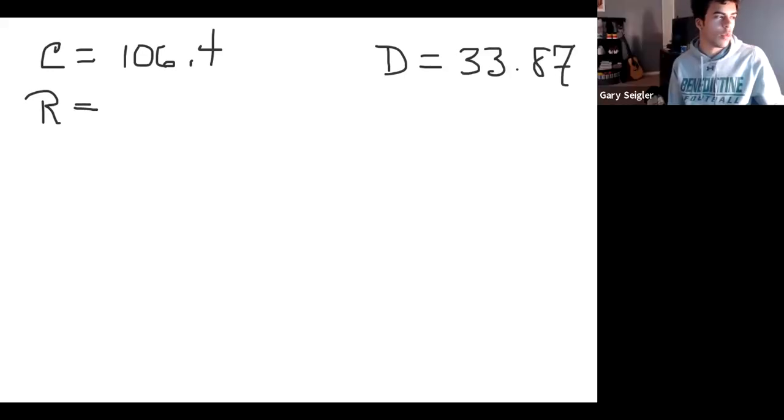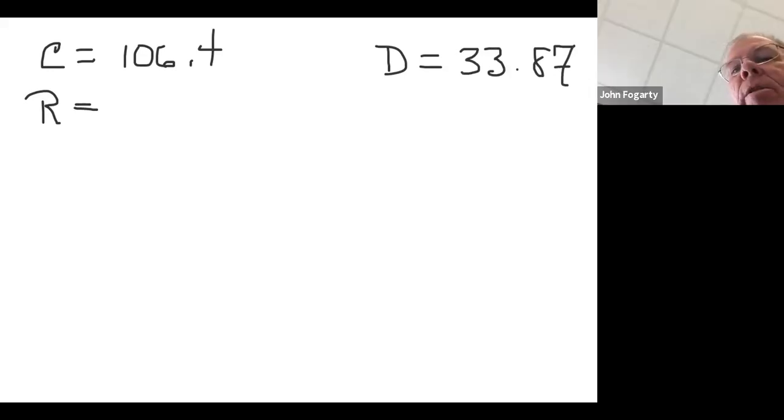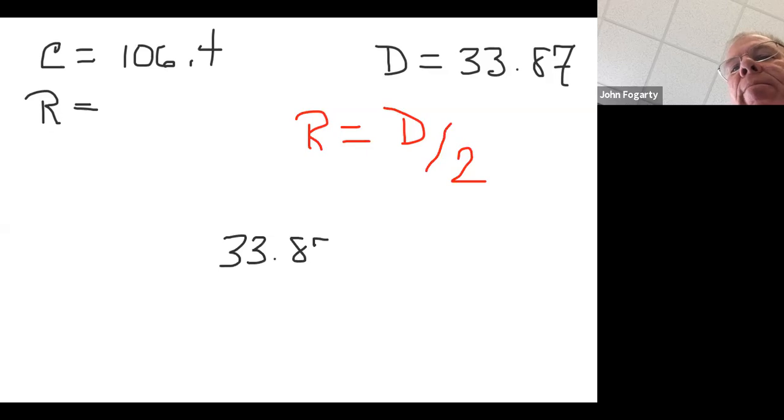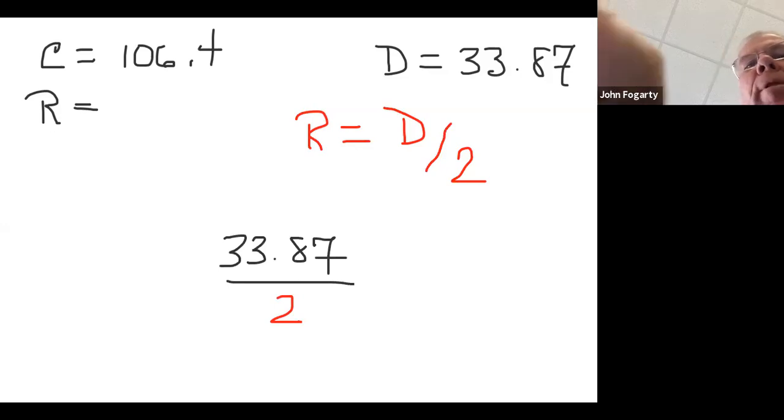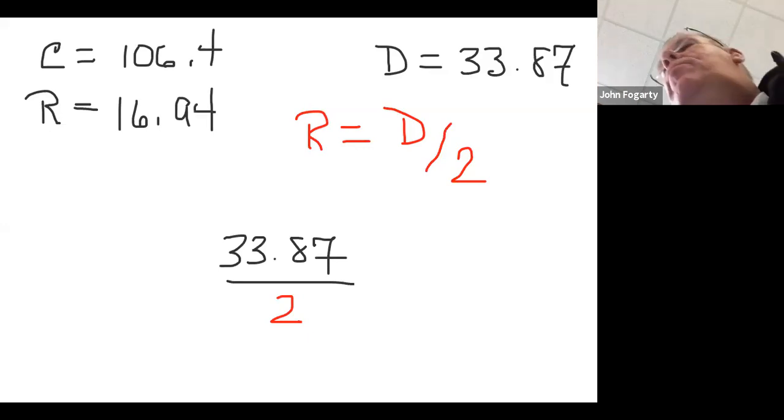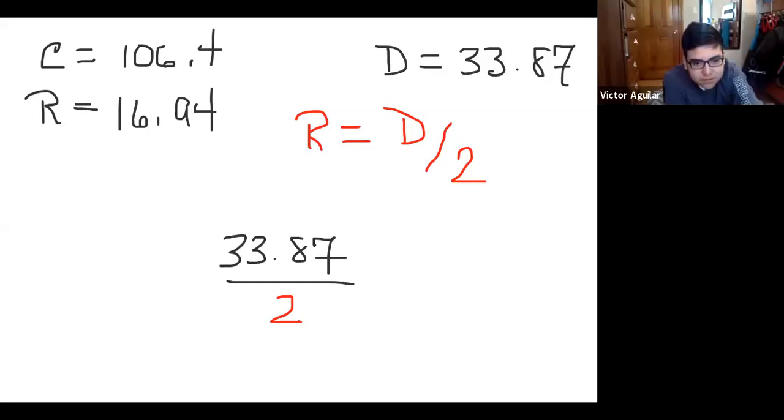Hey, fellas, if you know the diameter, don't you know the radius? All we've got to do is divide by 2. The radius is equal to the diameter divided by 2. So if I know my diameter is 33.87, all I have to do is divide that by 2, and if I do that properly, I will end up with the radius. So what do you get? 16.94. Yeah, 16.94.